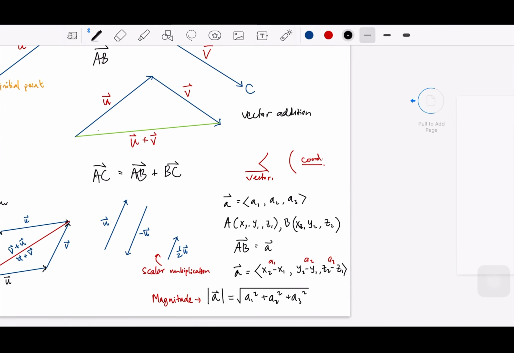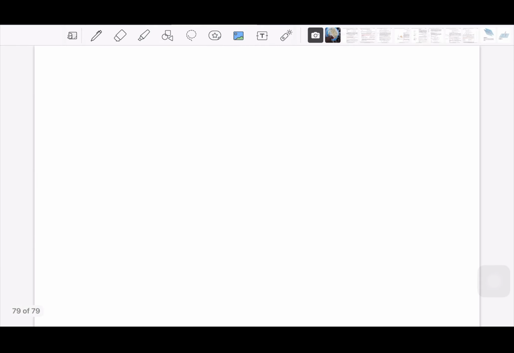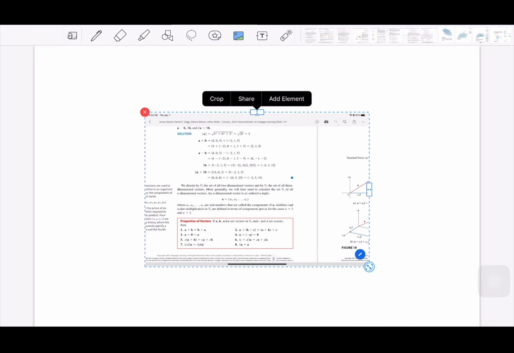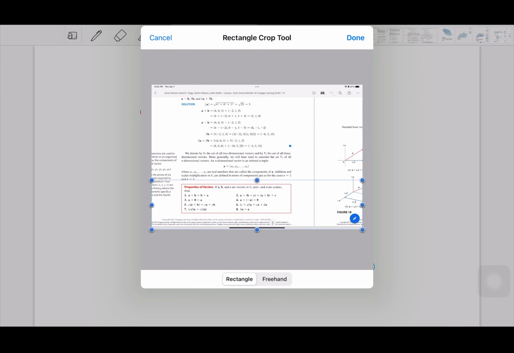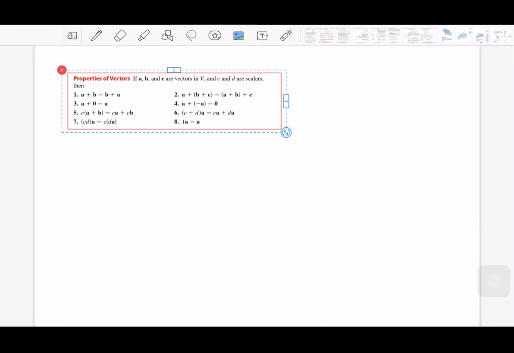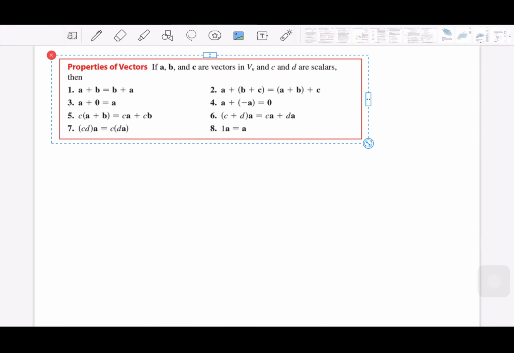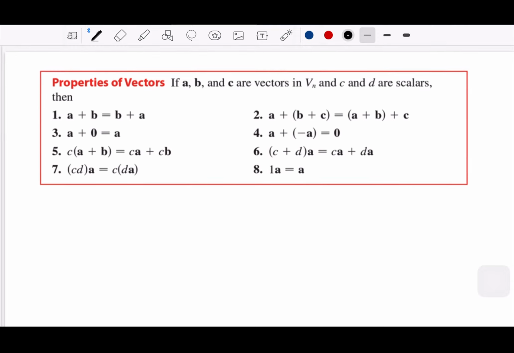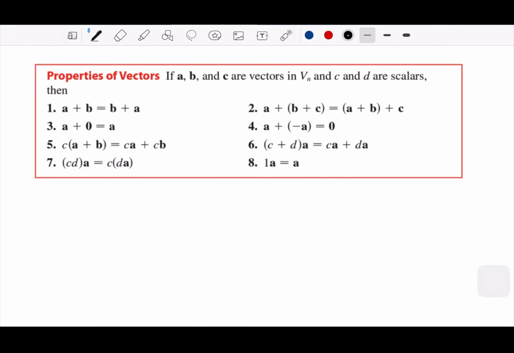Okay. Now let me add some notes on the properties of vectors. I believe you are already familiar with this, so I don't really need to explain more, but just to make sure that you knew of all these properties.